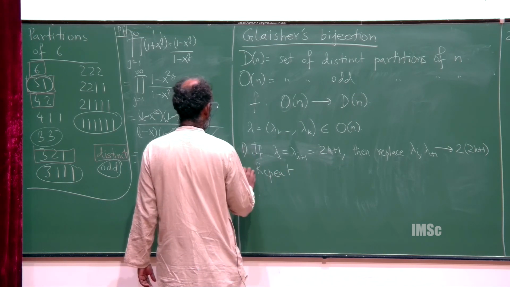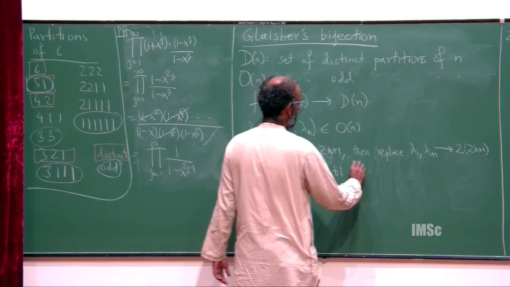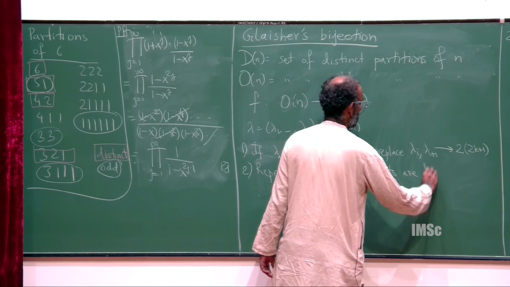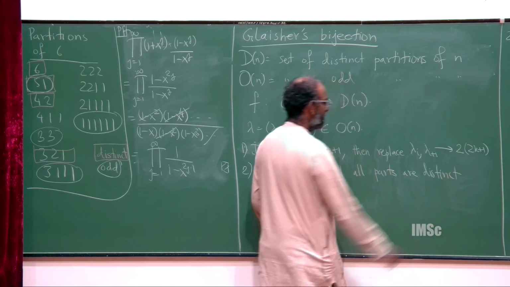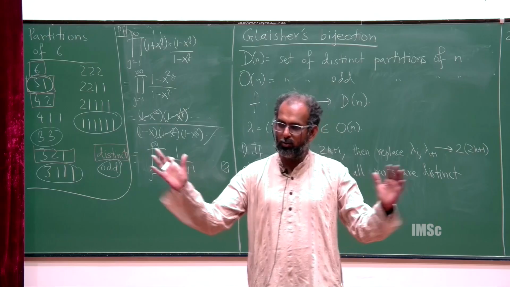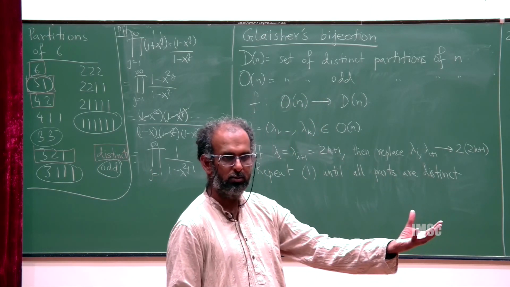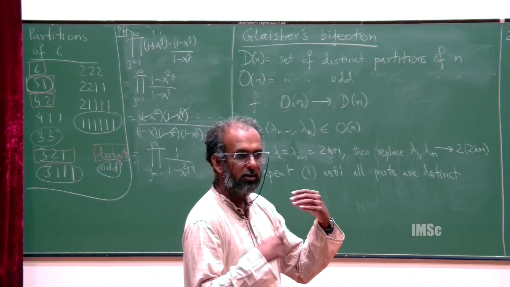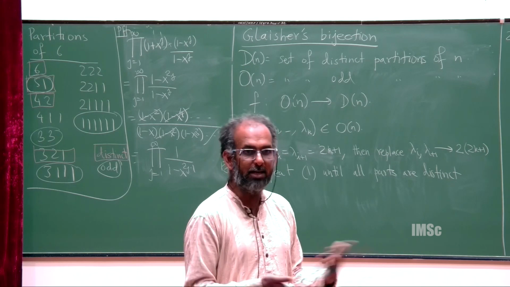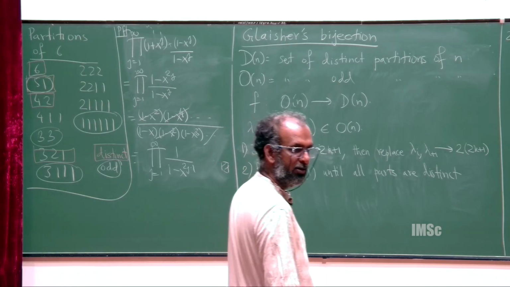Repeat step 1 until all parts are distinct. Right? So anytime you see two parts being equal, you squash them together. You combine them into a single part with double the value. And the only way this process will stop is if there are no repeats. But that means it's a distinct partition. Right? So this will do what we want.